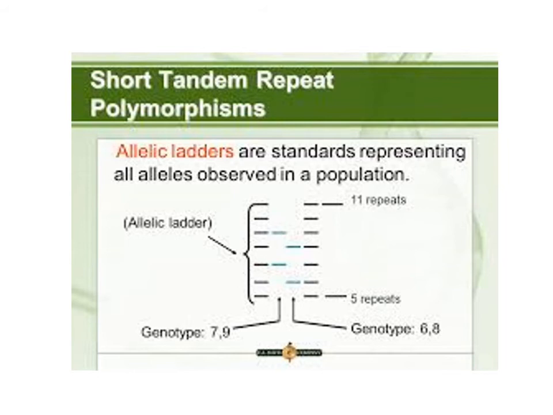The ladder goes 5, 6, 7, 8, 9, 10, 11. So you look at which bands match the allelic ladder, and that tells you how many repeats that particular individual has. So the person on the left has genotype 7 and 9 because their band runs with the 7 and with the 9. The person on the right has genotype 6, 8 because their bands run with the 6 on the ladder and the 8 on the ladder. So they can be genotyped by comparing to these ladders.